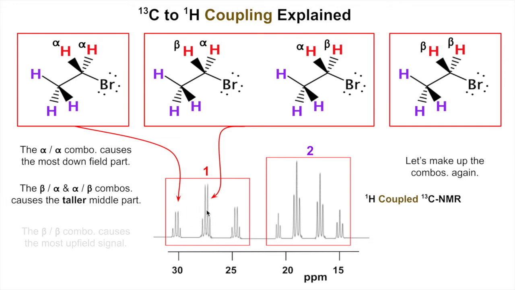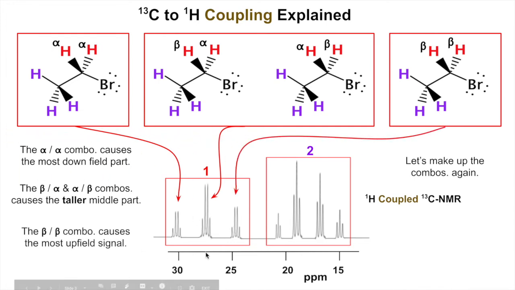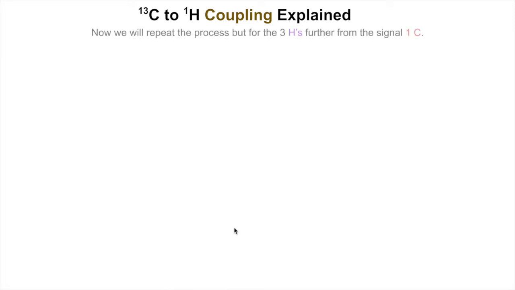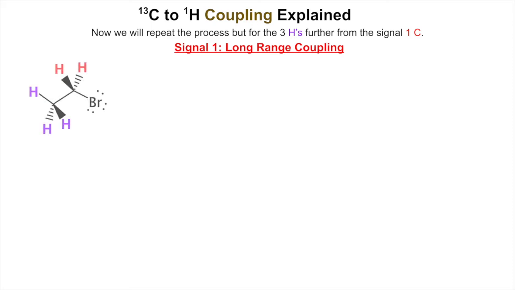Isn't that cool? And then the beta beta causes the right side of it. Awesome, huh? Hope you're liking it. I think this stuff is cool. Okay, now we'll repeat it for the 3 hydrogens further away. So we're still focused on signal 1, but we're looking at that long range coupling. So I'm still going to look at this guy's signal, but I'm going to consider these further away hydrogen neighbors.